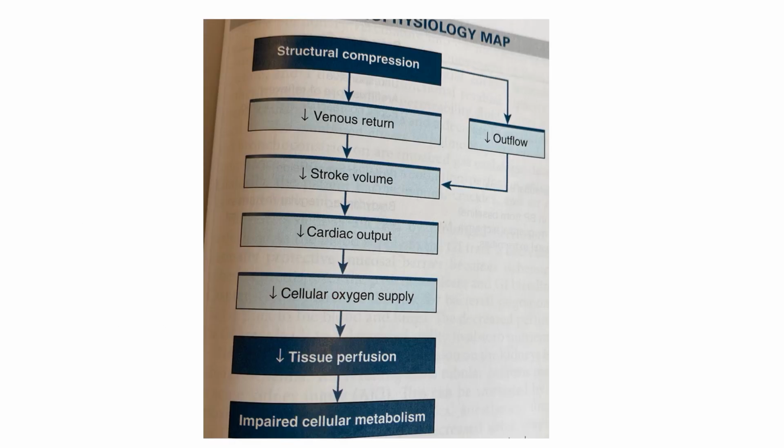So here is our little flow sheet. We have some sort of structural compression. Is it a PE? Is it abdominal compartment syndrome? Do we have tension pneumo going on? Cardiac tamponade. So because of whatever compression is going on, whatever force is causing a compression to deplete cardiac output, we're going to, of course, have decreased venous return, decreased cardiac output. And in turn, with those same last three markers, we're going to have that decreased oxygen supply, which means our tissue perfusion is going to be little to none. And we're going to have that impaired cellular metabolism.